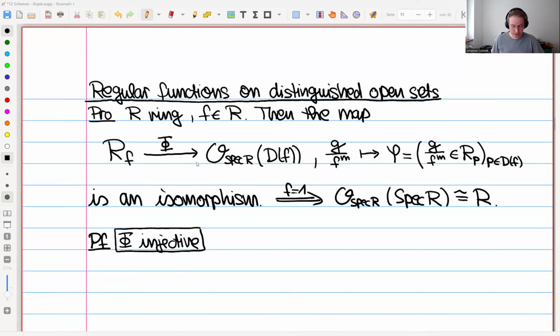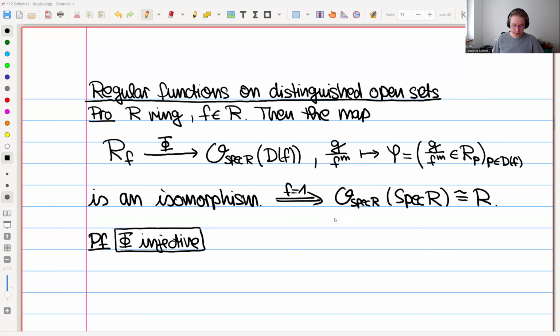And the map giving the isomorphism, the map big Phi, just takes some element of the localization, so G divided by some power of F, and gets this family. Remember, a function here is a family of elements in these localizations at all the prime ideals. You just take the same quotient G divided by F to the M at all of these prime ideals. And again, P is in D(F) just means that F is not in P, so F to the M is something that we're allowed to divide by. The claim of the proposition is that this map is an isomorphism.